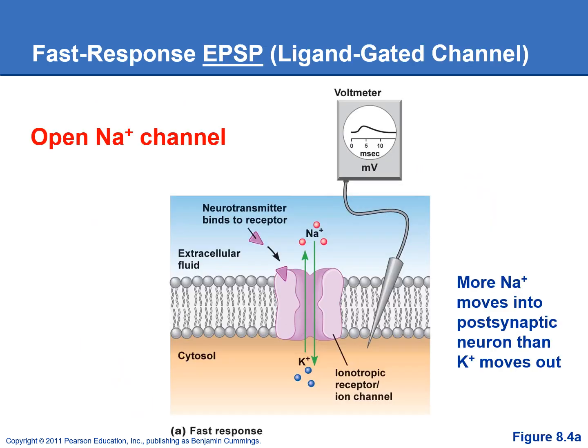Okay, so here's just some pictures from your book showing the neurotransmitter binding to our ligand-gated ion channel. These ligand-gated ion channels that are specific for sodium also do let a little bit of potassium out of the cell as well. But it's mostly sodium ions that are coming into the cell, and there's just a little bit of potassium that's leaving. So it's the sodium ions that are making the big difference in the membrane potential. So you have lots of sodium coming in, and that's going to depolarize the cell and create an EPSP.